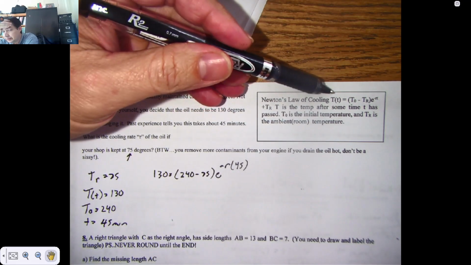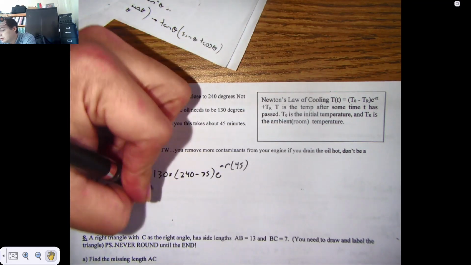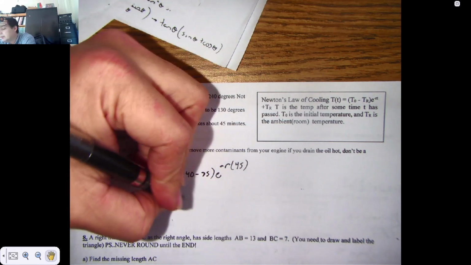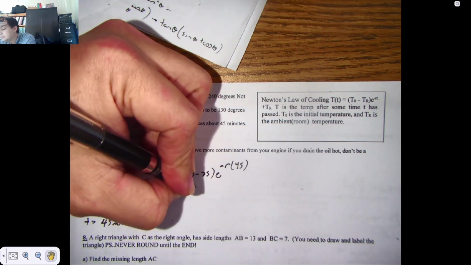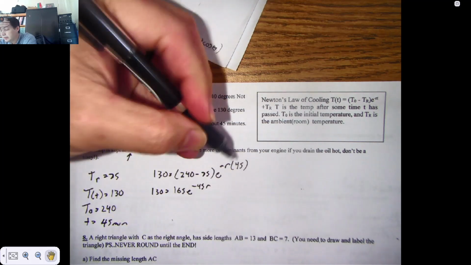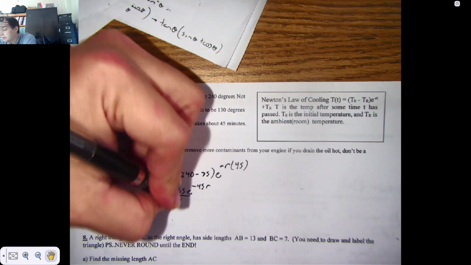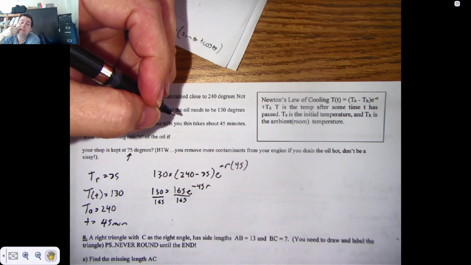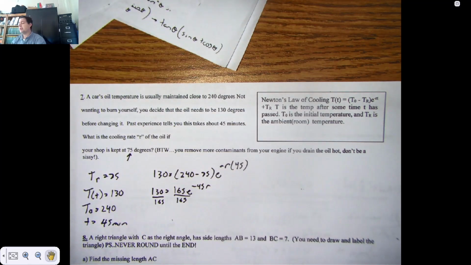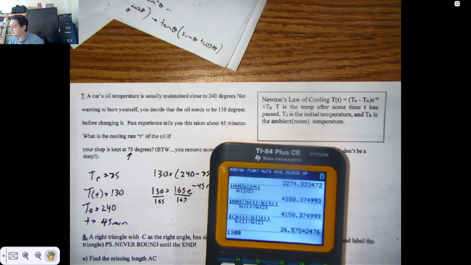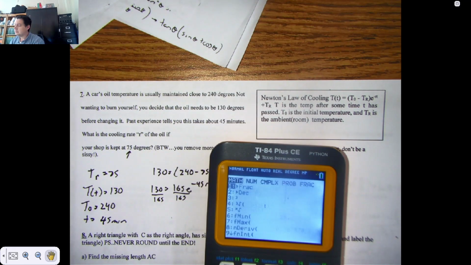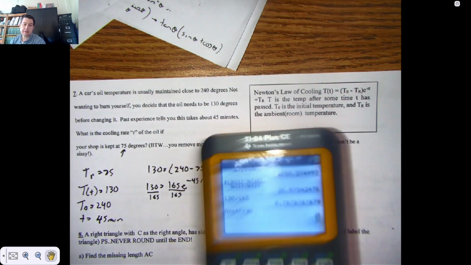And I'm looking at that thing right there. 240 minus 75 is 165. I don't like the way that looks, so I rewrote it. Divide by 165. Convert to a fraction if you need to, and you should. Or sorry, simplify the fraction. 26/33.